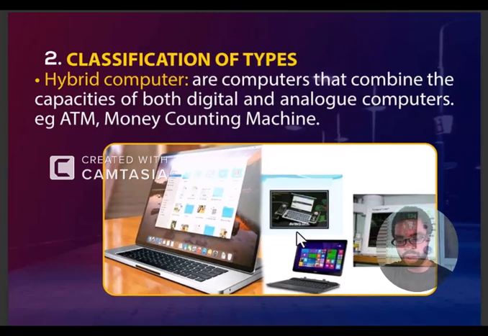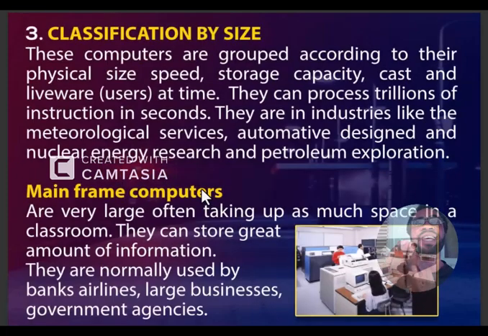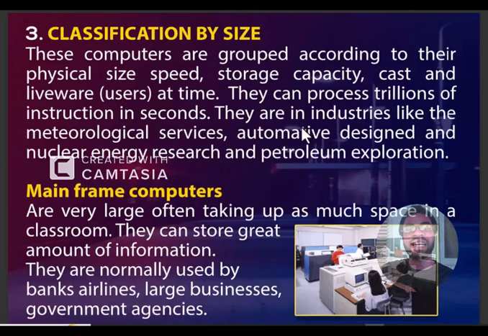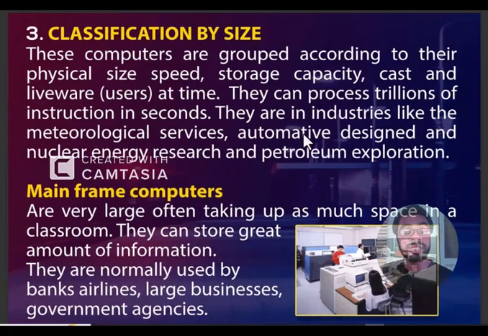The next one we talk about is classification by size. Computers have been classified in so many ways. Classification by size here means these computers are grouped according to their physical size, speed, storage capacity, cost and the number of users at a time. They can process trillions of instructions in a second, and they are used in industries like meteorological services, automotive design and nuclear energy research, and also petroleum exploration.